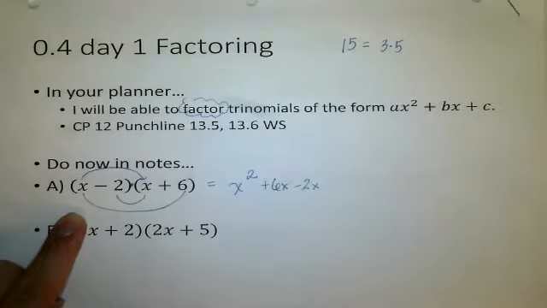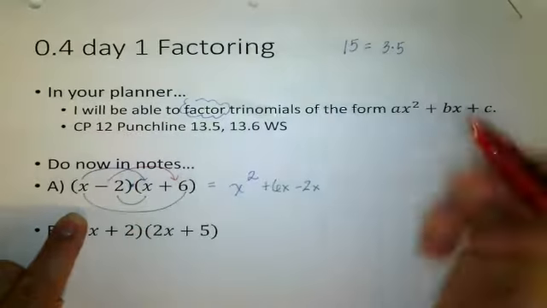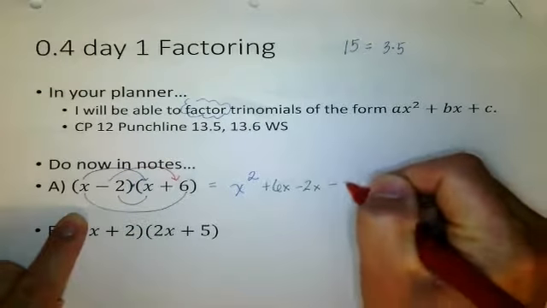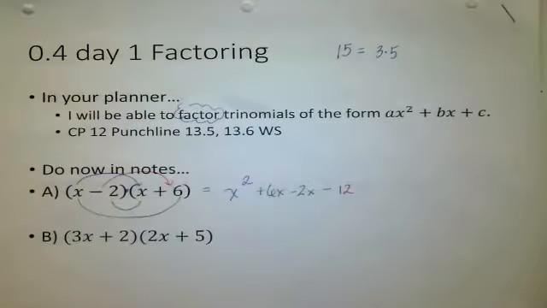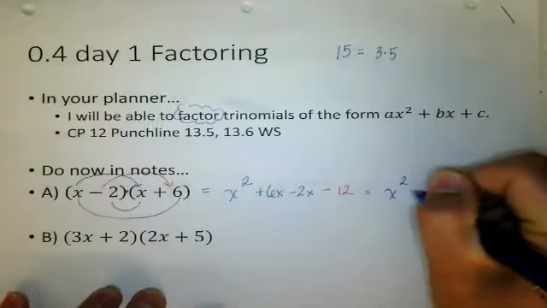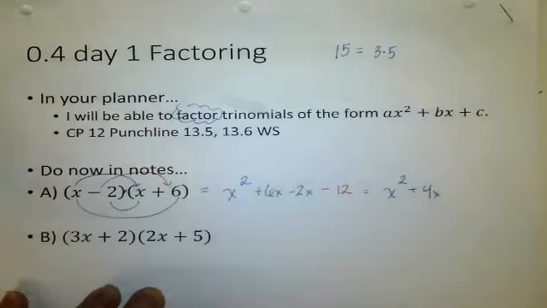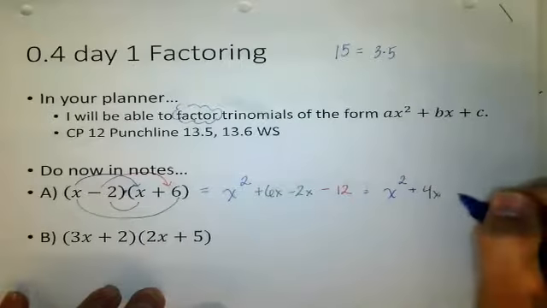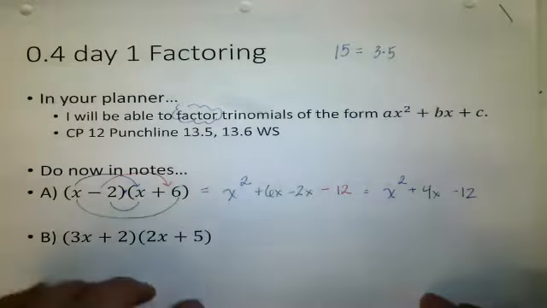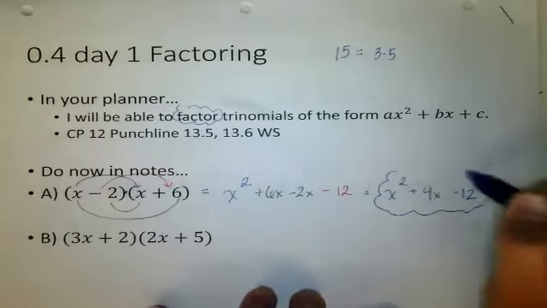And then negative 2 times 6. Very good. Which would be negative 12. Very good. So that's great. And I know you guys know how to do this. And we get a final answer of X squared plus 4X minus 12.